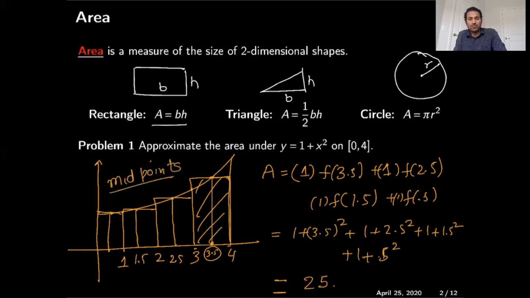Midpoint gives you a result closer to the exact area than the left and right endpoints. The left endpoint is basically an underestimate and the right endpoint an overestimate, while the midpoint is neither an underestimate nor an overestimate. It gets a little closer to the exact area under the graph.